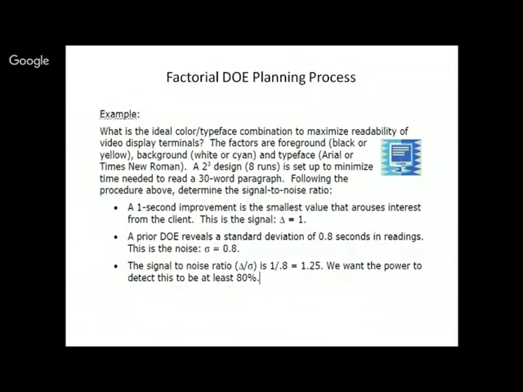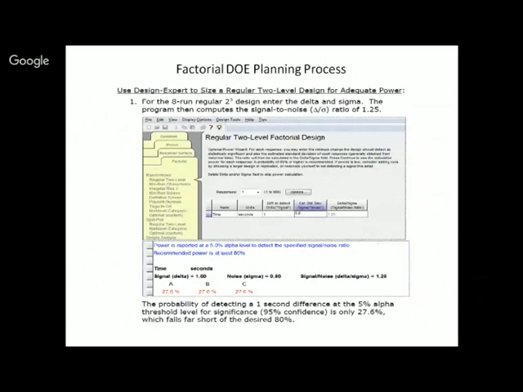That means we want to detect it with a power of at least 80%. So how will we do that? This is the Design Expert software. When you enter that, it will give you how the responses are to be filled in that particular series. For example, in this case our signal to noise ratio is 1.25.